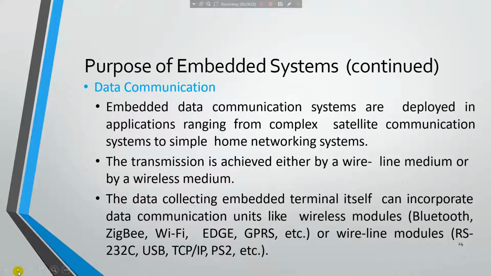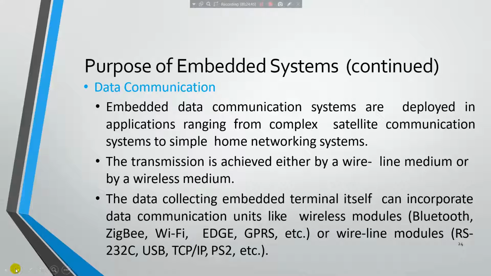Embedded data communication systems can be developed using a range of complex satellite communication systems, or you can call it home network systems also. This transmission can be done by using a wireline medium or a wireless medium.